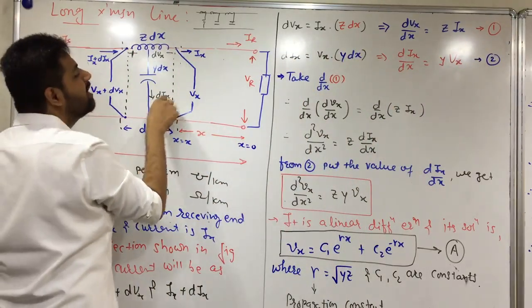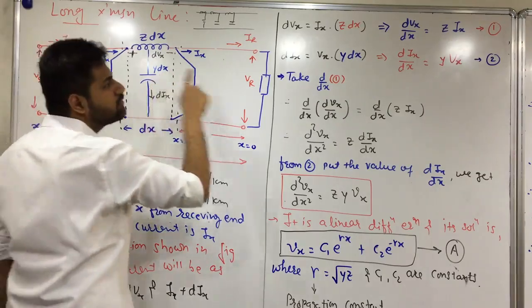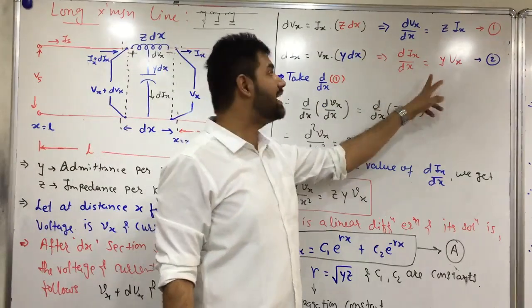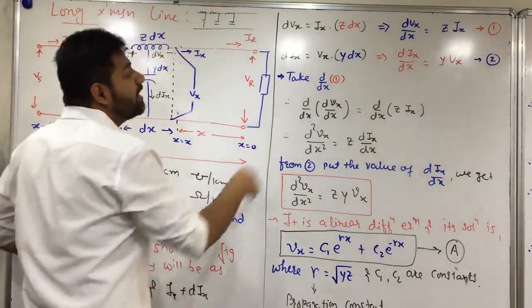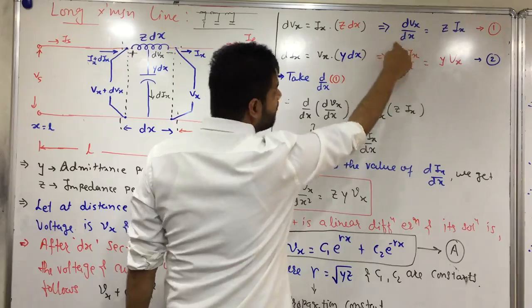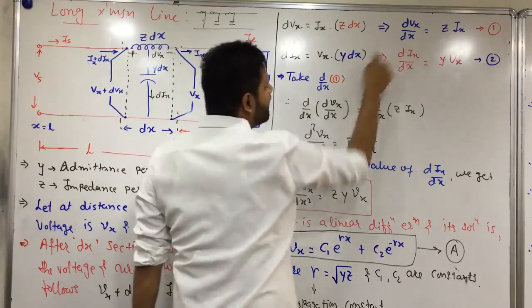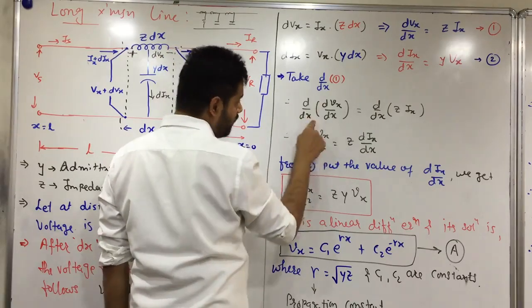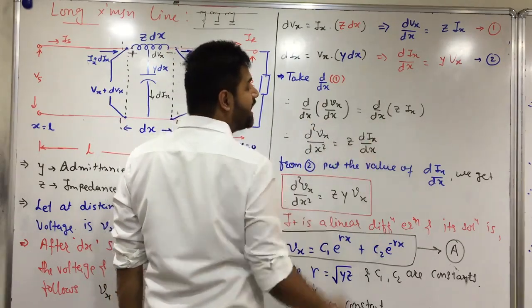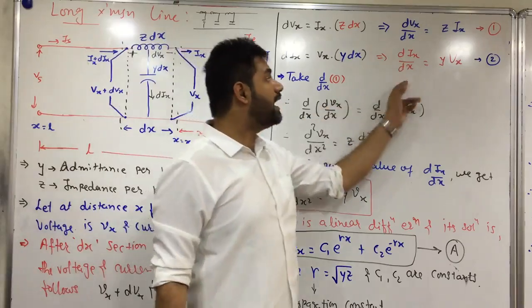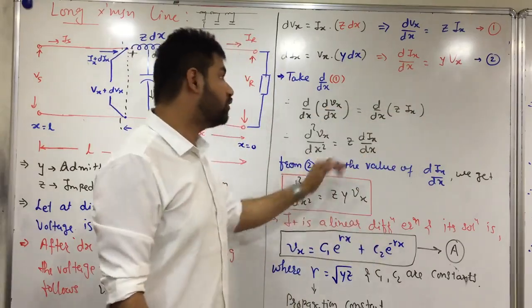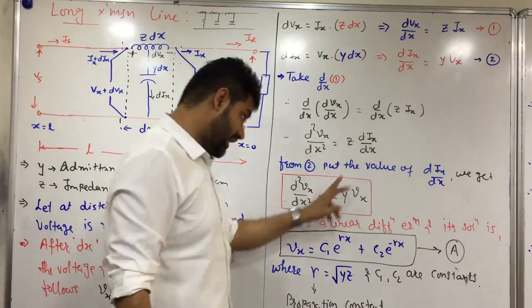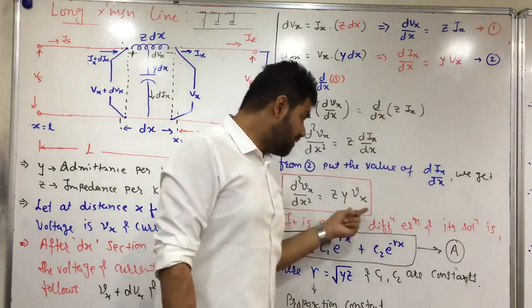Similarly, let's find out dIx. The current coming across this is voltage multiplied by admittance. So voltage multiplied by admittance is giving me dIx. So we have got dIx by dx is equal to Y times Vx. Equation number 2. Now take the differentiation of equation number 1. Differentiate it again. So d by dx of dVx by dx is equal to d by dx of ZIx. So we have got d square Vx by dx square is equal to Z, with dIx by dx coming out. Oh, dIx by dx is equal to YVx. So I can put it over here. From 2, put the value of dIx by dx. We get d square Vx by dx square is equal to Z into YVx.